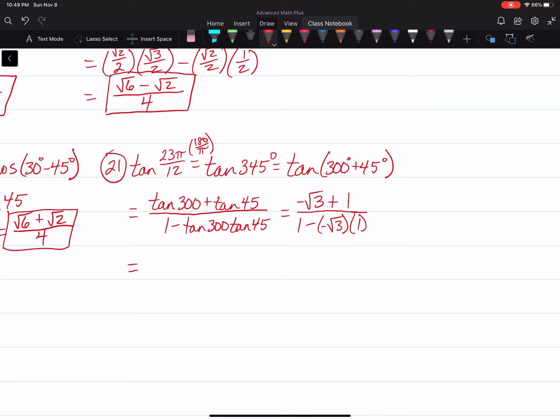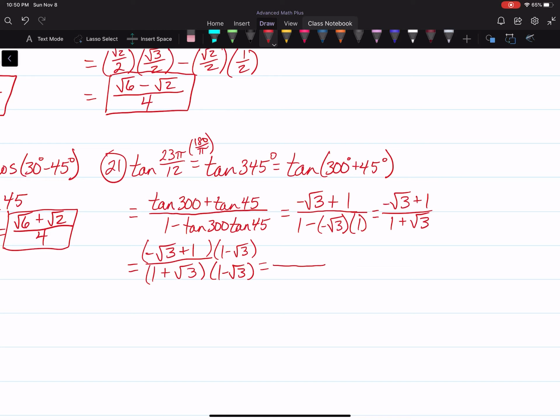Tangents are a little harder than the sine and cosine because you usually have a little more simplifying to do. For example, we get negative square root of 3 plus 1 over 1 plus the square root of 3. That's the answer, but you don't want a square root on the bottom, so we're going to rationalize the denominator. We multiply by the conjugate on the top and bottom, 1 minus square root of 3.